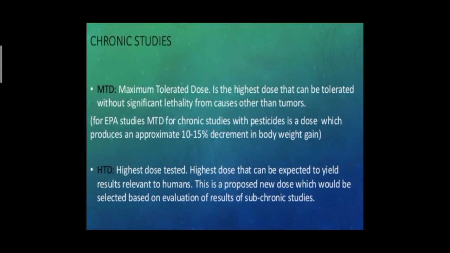What is the highest dose? The highest dose is the dose that can be expected to yield results relevant to humans. So why are we doing the preclinical studies? So that the studies we do in the clinical phase are safe for humans, right? That's why they check the toxicity of the particular research product in preclinical studies. That's why they do toxicity studies in animals.